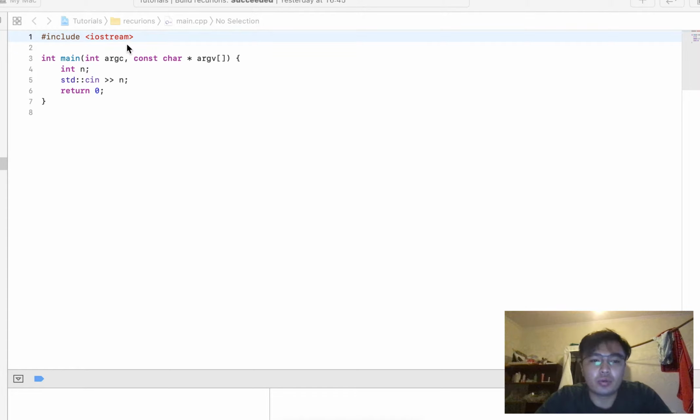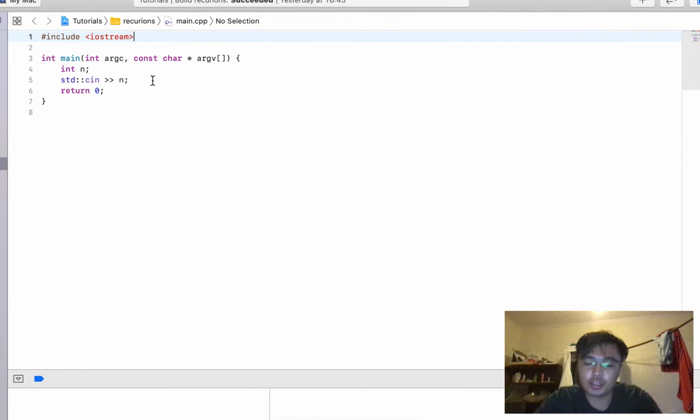So, what's a recursion? Recursion is actually very simple to understand. We call it a recursion when a function calls itself to solve a problem or to achieve some goal.